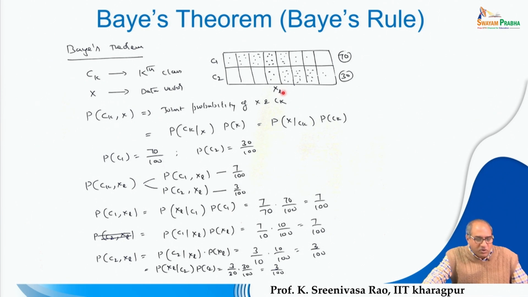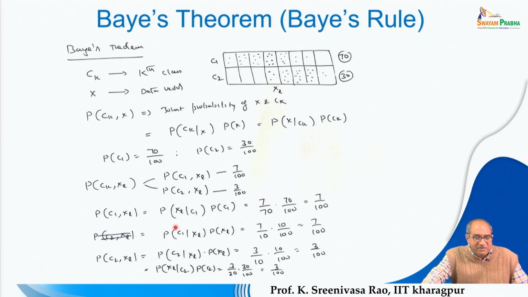The same thing you can also write in terms of these definitions. The joint probability of C1 comma XL can be written as the probability of XL given C1 times the probability of C1. What is the probability of XL given C1? This is the XL cell, given C1. We know there are 70 examples in C1, and out of those 70 examples, the number in the XL cell is 7. Therefore, 7 by 70 is the probability of XL given C1.